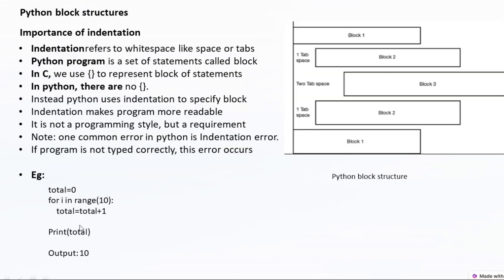We do not use curly brackets like in C. And then when you are giving print total, I want to print the total after the looping is stopped. So my print will start from the same line where for started. There will be no indentation. So this is one block, this is another block, and this is another block. This is called the Python block structure.